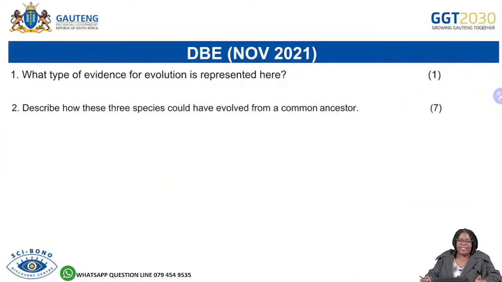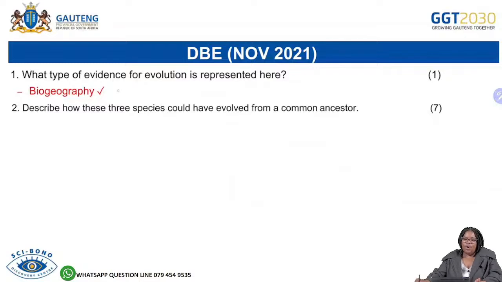Now, what type of evidence for evolution is represented there? Remember, they were found in different continents, right? So the type of evidence for evolution there is biogeography. Now, describe how these three species could have evolved from a common ancestor.